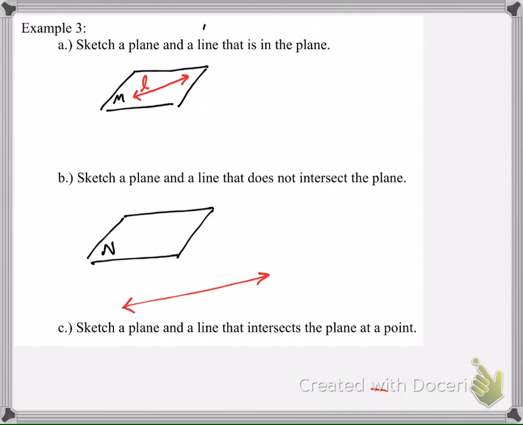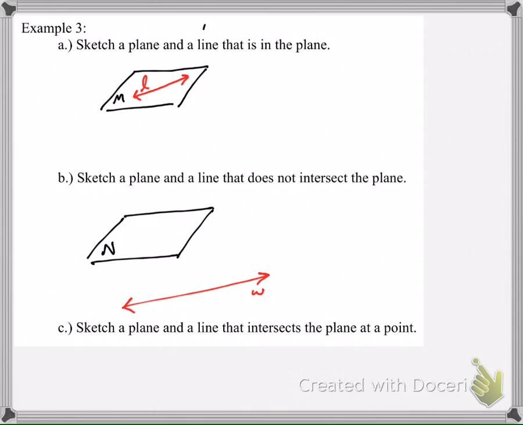We'll call it, I don't know, lowercase w. Okay, so there's my plane and the line that does not intersect the plane. So there are no points of that line in this plane, because again, this plane goes on forever. It doesn't actually end right there at those edges, but this plane and this line never ever intersect.